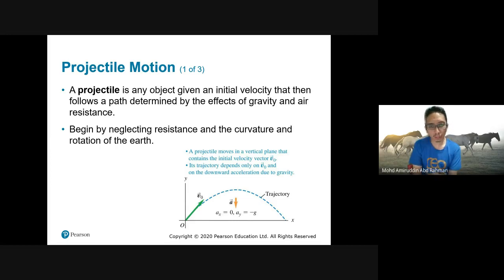So for example, a projectile moves in a vertical plane that contains the initial velocity vector v0, and its trajectory depends only on v0 and on the downward acceleration due to gravity. So your A vector will point downward.